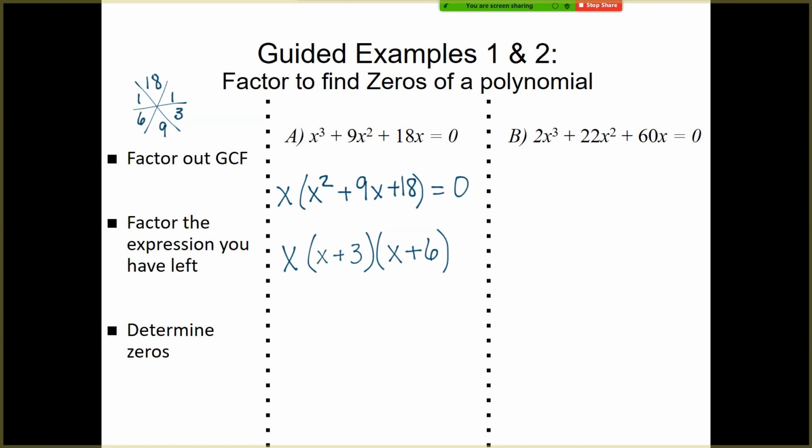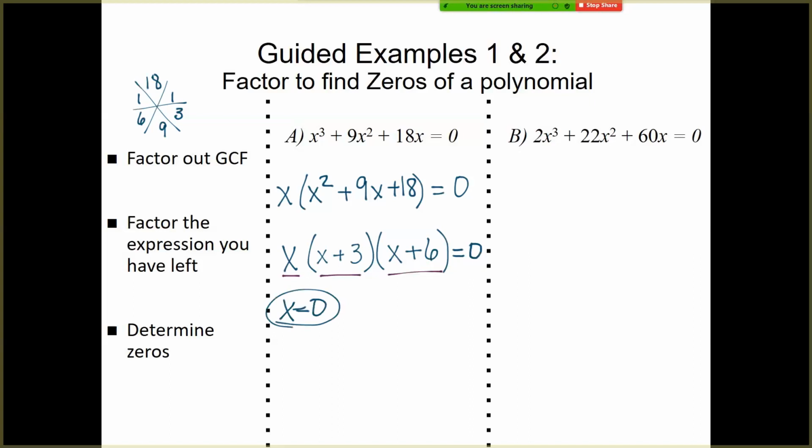So we're going to determine our zeros. To determine our zeros, we're going to set every single term that we have equal to 0. So here we have 3 terms. We're going to set every single term equal to 0. Well, the first term is just x. So if I set x equal to 0, there's one answer.